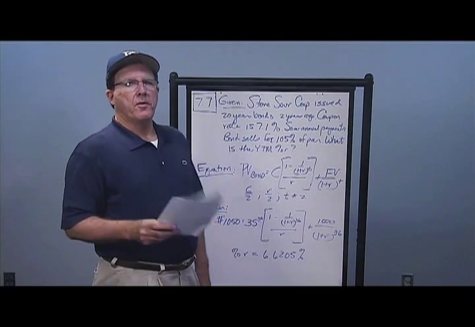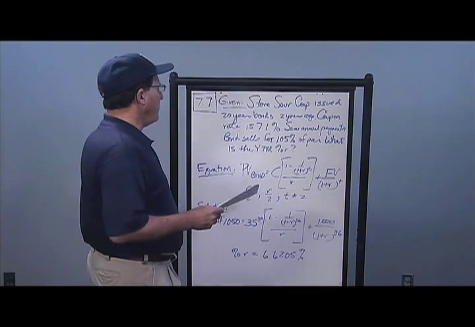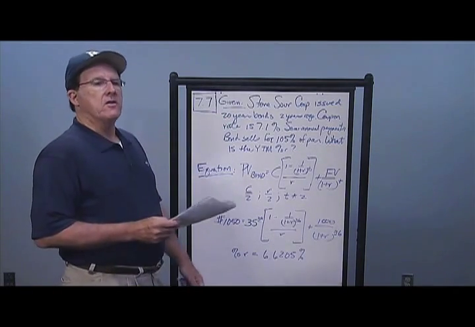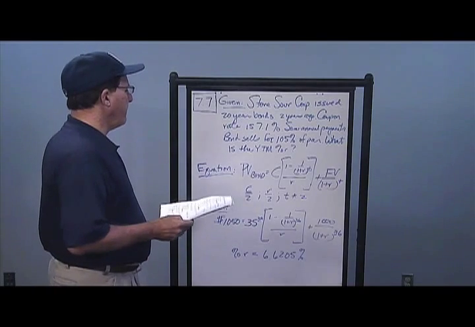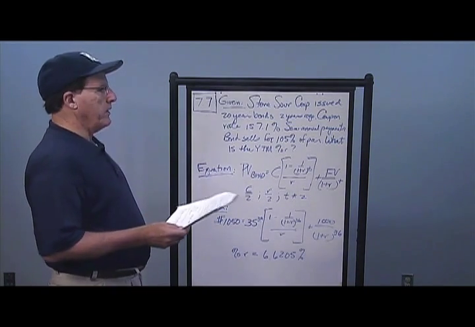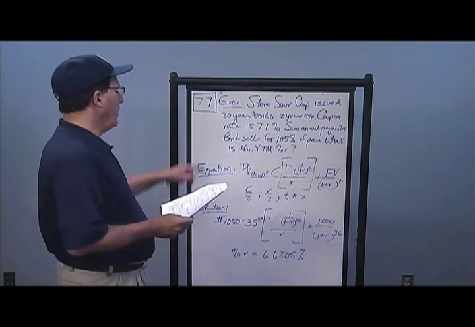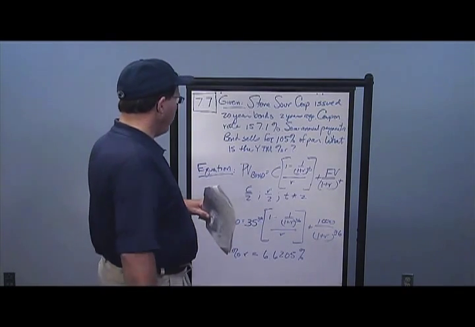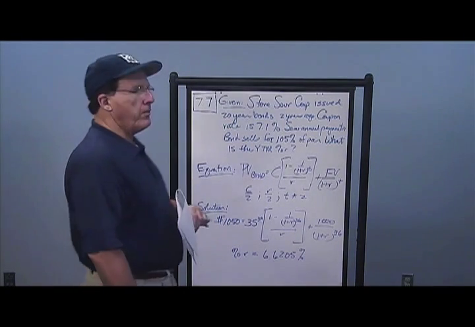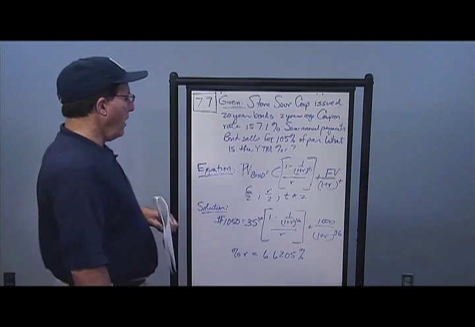In problem number 7, we have Stone Sour Corporation issuing 20-year bonds 2 years ago. Means there are 18 years left on this bond. Coupon rate is 7.1%. They provide semi-annual payments, meaning you have to go into the paying agent twice per year. Bond sells for 105% of par. What is the YTM, or percent R? So we're solving for little r in this case.